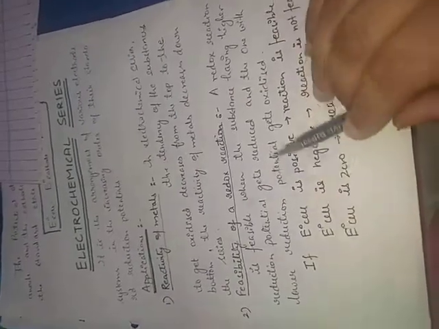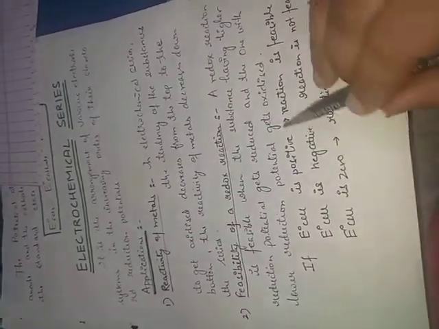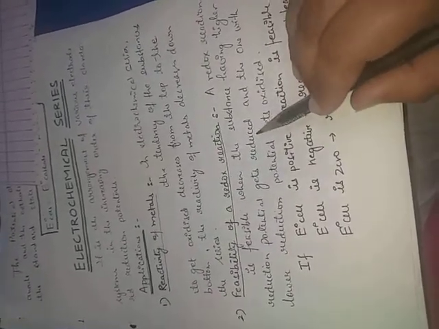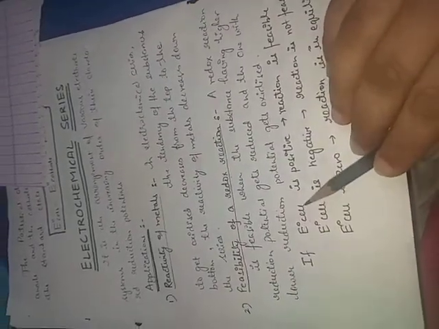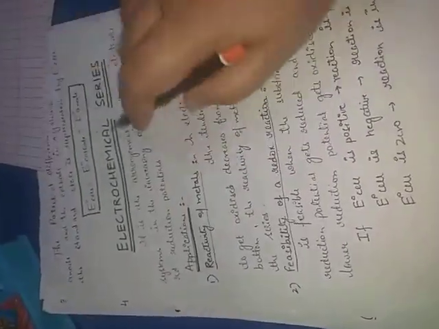They get reduced, and the ones with lower reduction potential values will get oxidized. Like we have seen in the electrochemical series, the more negative value they have, the more they get oxidized, and the more positive value they have, the more they get reduced. So E naught cell will be calculated by using this formula.